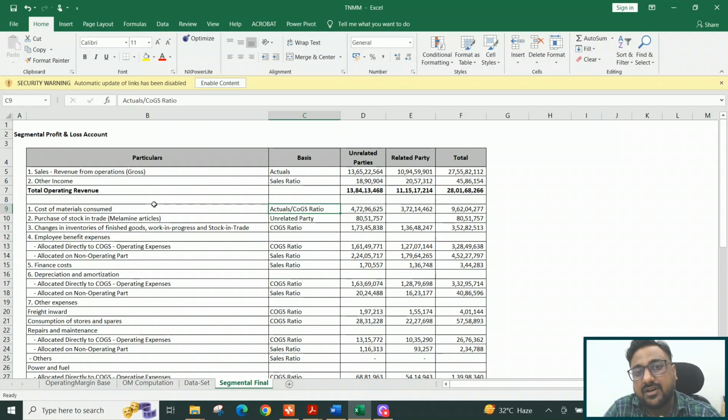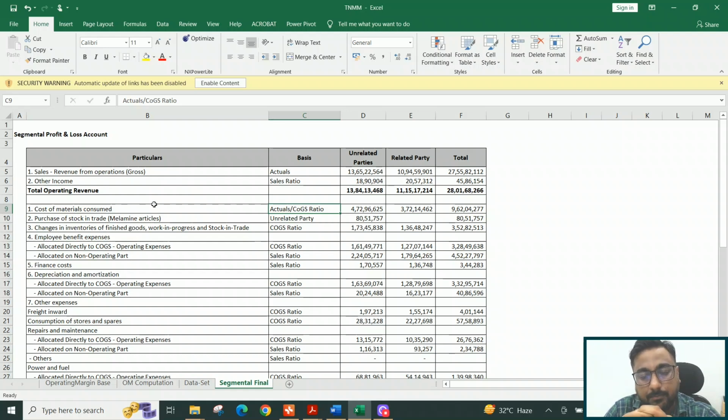But in case the client is not able to allocate certain expenses or revenue items apart from those which are actuals, then you may guide the client to adopt an appropriate allocation basis. Whatever basis you advise the client for preparing the segmental, keep in mind that all this can be challenged by the tax authorities. They are not bound by any provision to accept your segmental analysis.